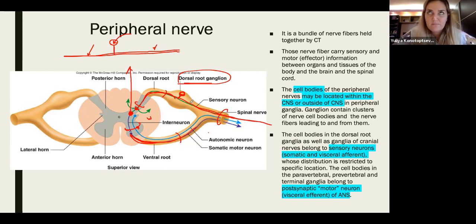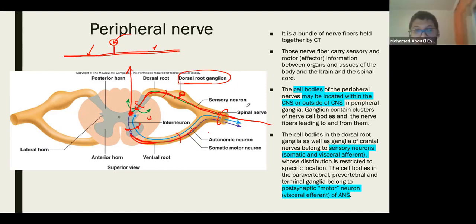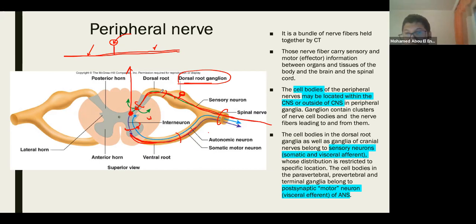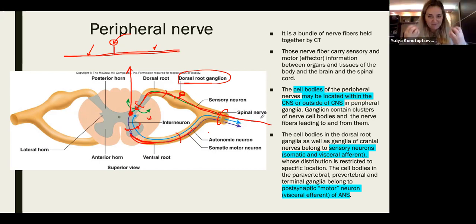One more thing. Where are the dendrites? On the left or on the right? On the right, because they're receiving things. So dendrites will be here, somewhere where you're touching things, smelling, tasting, whatever, sensory. So the dendrites of the pseudo-unipolar neuron will be here.